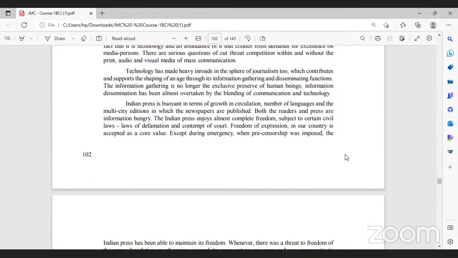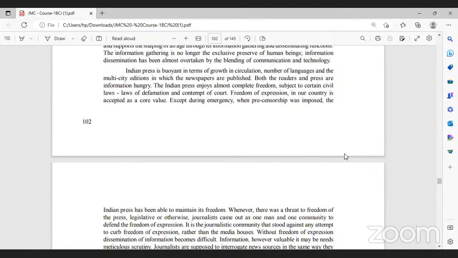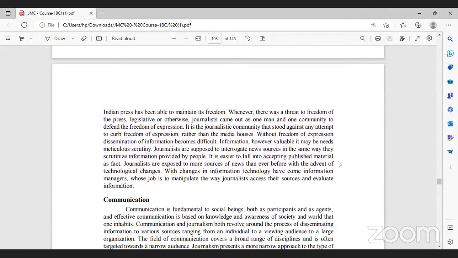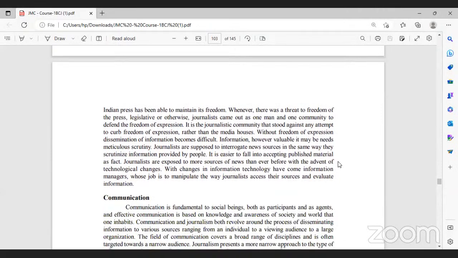The Indian press definitely enjoys complete freedom, but there are certain civil laws that also protect. It talks about the defamation law and the contempt of court. However, we also see that there was pre-censorship imposed during the emergency. But information has to be passed on.